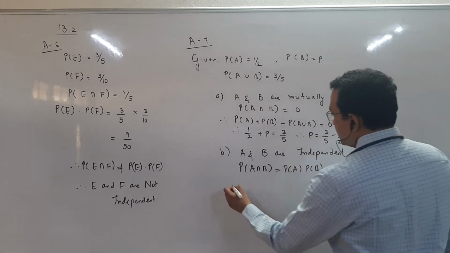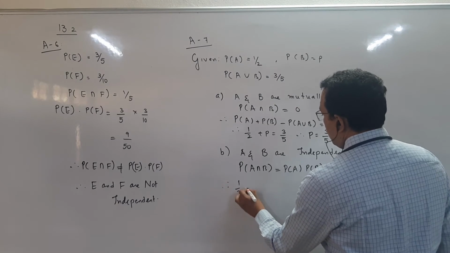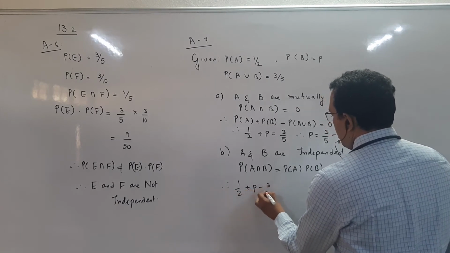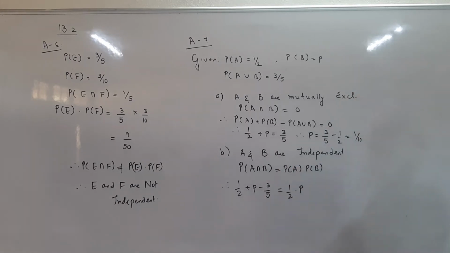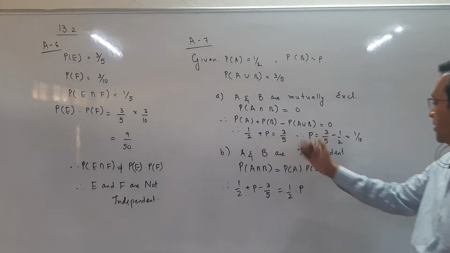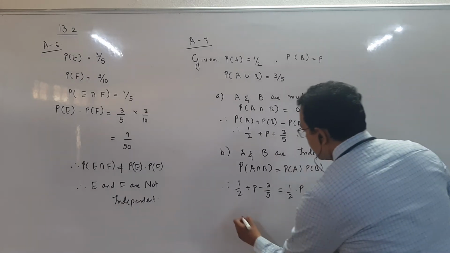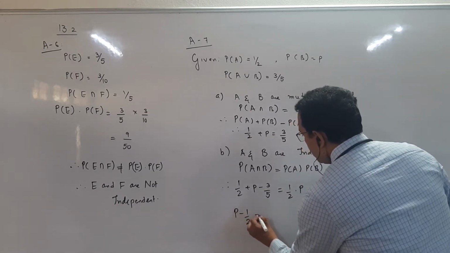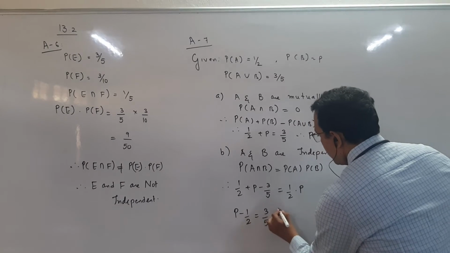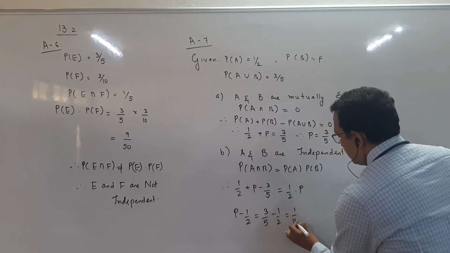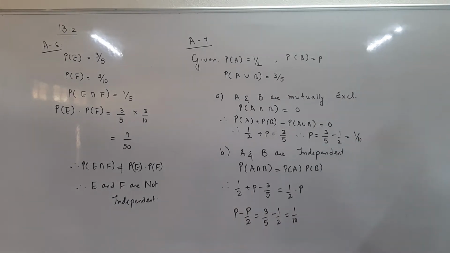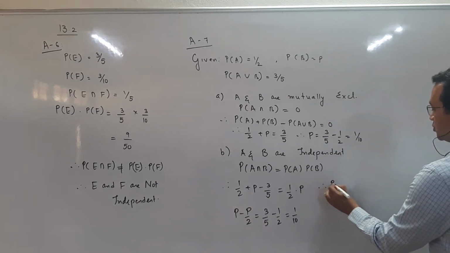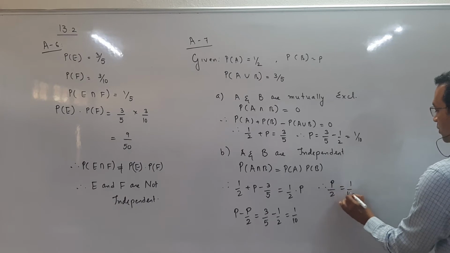So again, P of A intersection B will be half plus P minus 3 by 5, and this is equal to half into P. P of A intersection B is this only. So P minus P by 2 will be equal to 3 by 5 minus 1 by 2, which is 1 by 10. So P minus P by 2 is P by 2. So P by 2 is equal to 1 by 10.